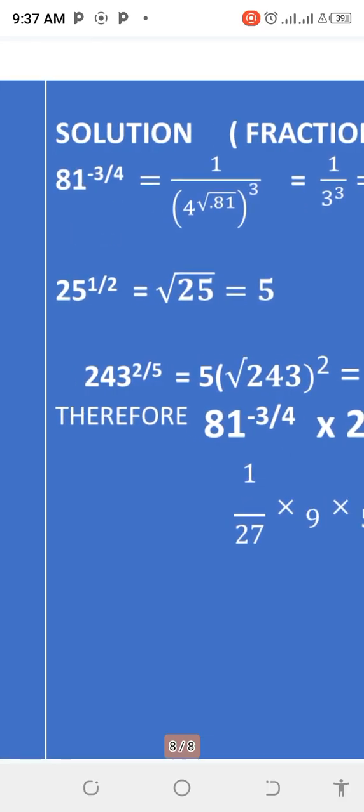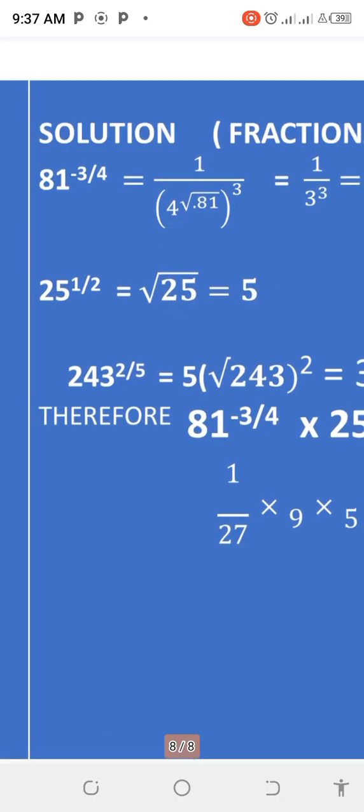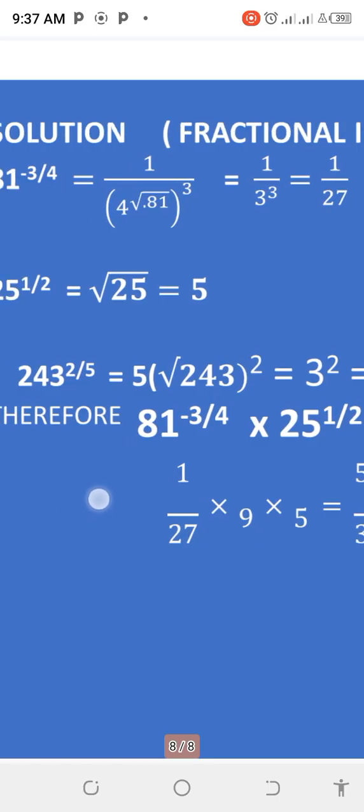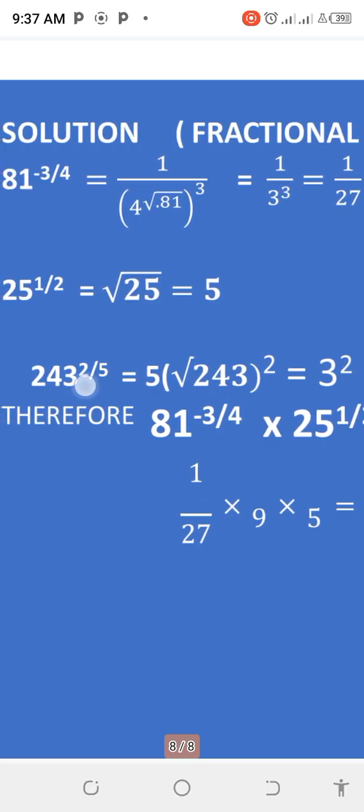Now let us work on the other one. 25 raised to power 1 over 2 is the same thing as the square root of 25, which is equal to what? 5. Now, this one, which is 243 raised to power 2 over 5, is the same thing as the fifth root of 243 raised to power what? 2.